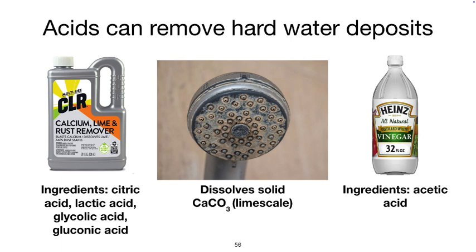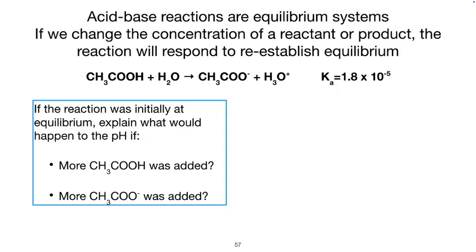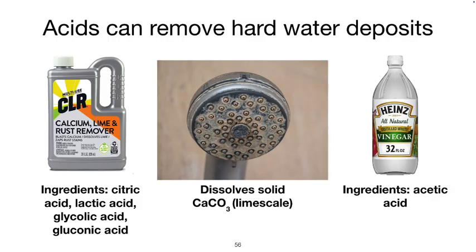Acids can remove hard water deposits, mostly because our hard water deposits tend to be things like calcium carbonate. So we can add an acid to that to help it dissolve. This is where we use CLR or vinegar, because both of those things have acetic acid or some level of acid in them. That acid helps to increase the solubility of our calcium carbonate, and clean up our appliances.